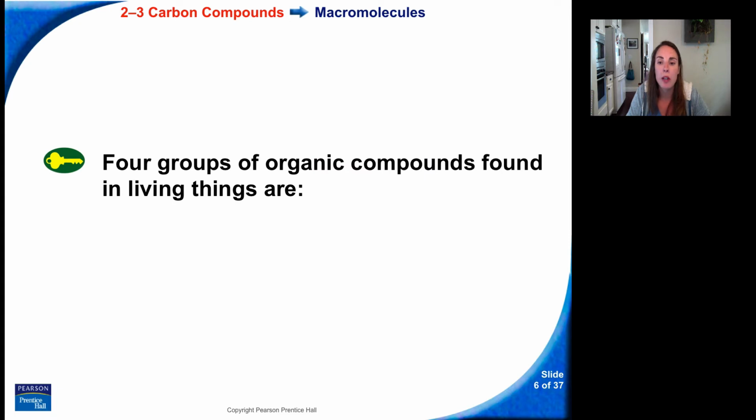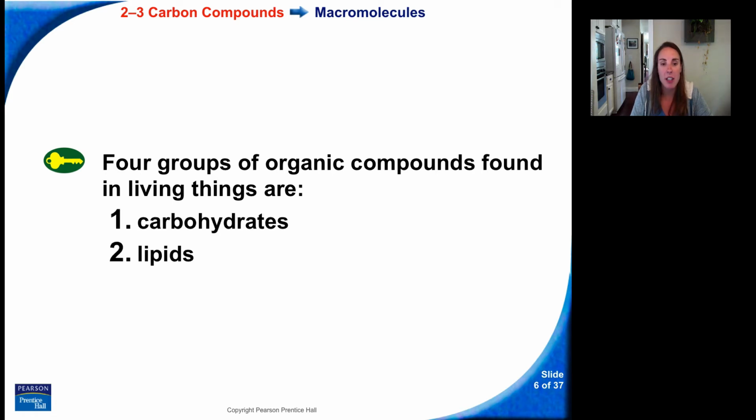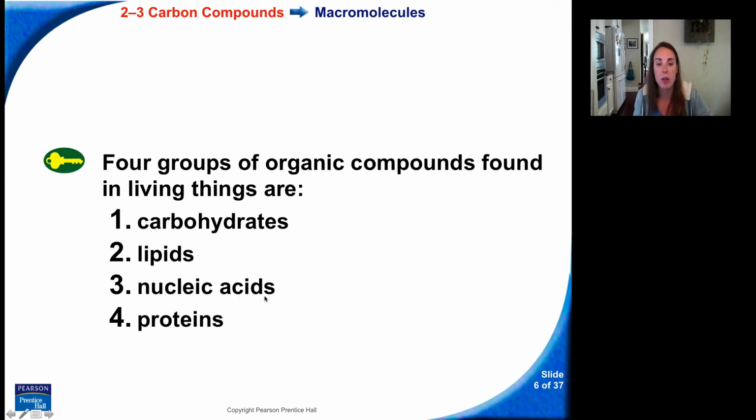So 4 groups of organic compounds are found in living things. So 4 compounds that contain carbon. First is carbohydrates, second lipids, third nucleic acids, and fourth proteins. We are not going to talk about nucleic acids because we will be going over the structure of nucleic acids later on in the year.